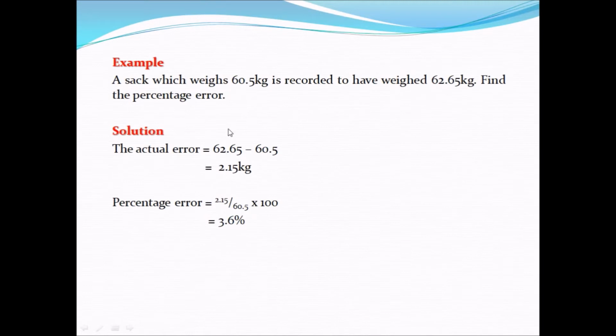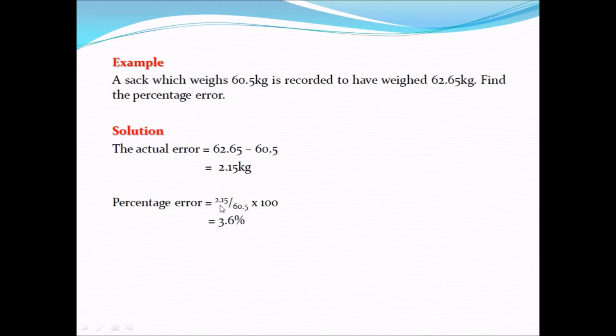Please note that you can also put the actual weight first and subtract the other one. Just make sure that the bigger one is subtracting the smaller one, so that you get a positive value. Whether you put the actual size or the measured size first, it does not matter. You can put any one first. Just put the one with the higher value, which is 62.65 in this case, so that you get 2.15.